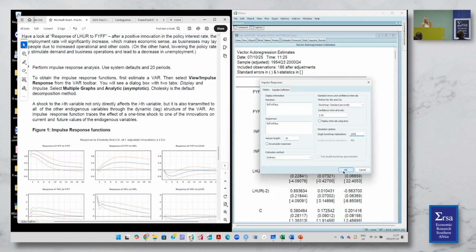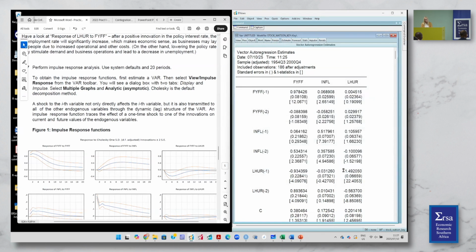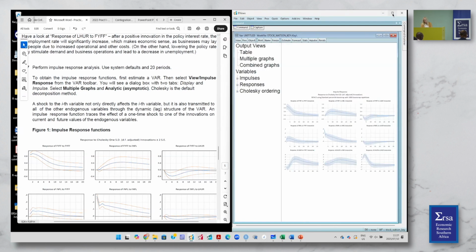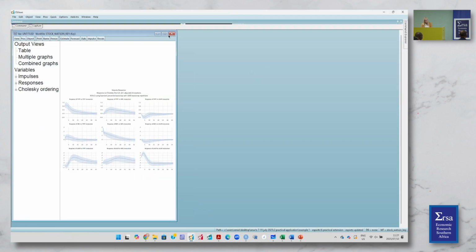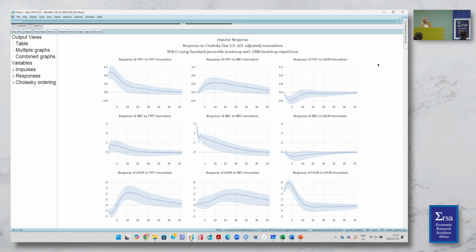Then we will see a picture of everything affecting everything else. And maybe I will just make this big. And you can imagine if you have 9 variables, then you will get a 9 by 9.